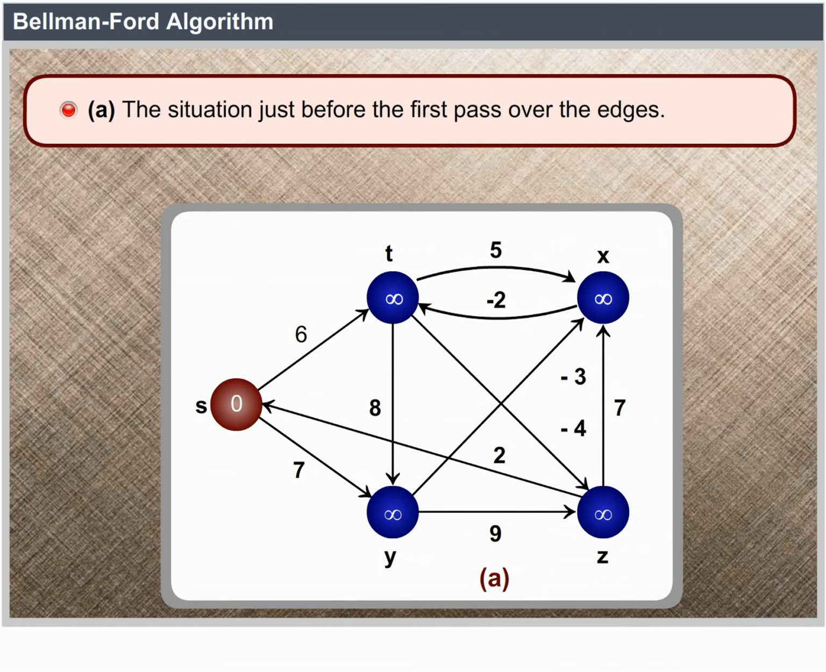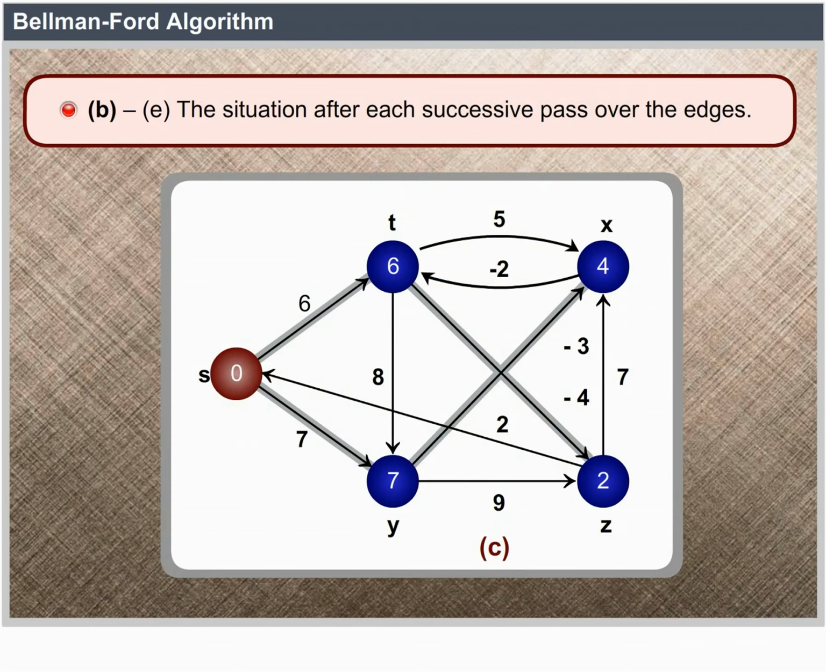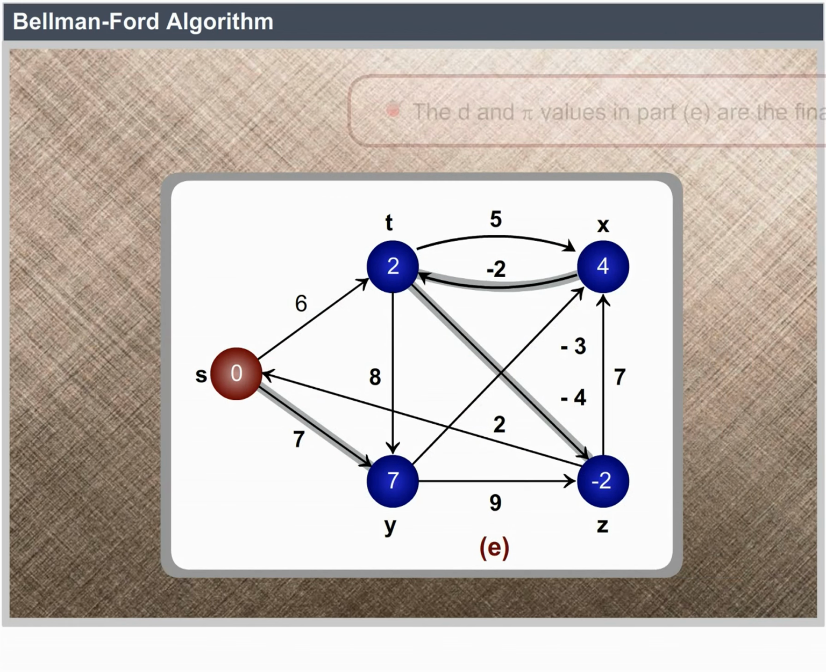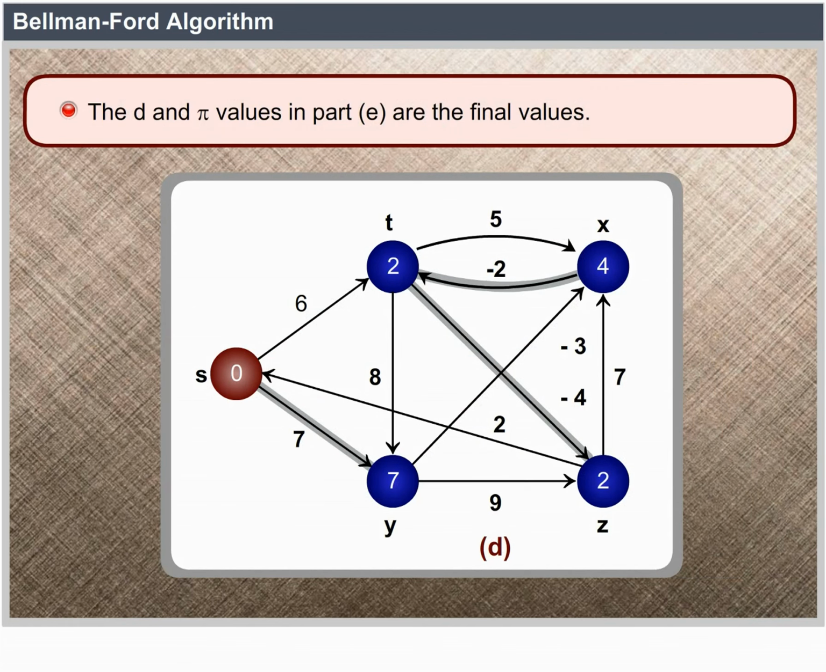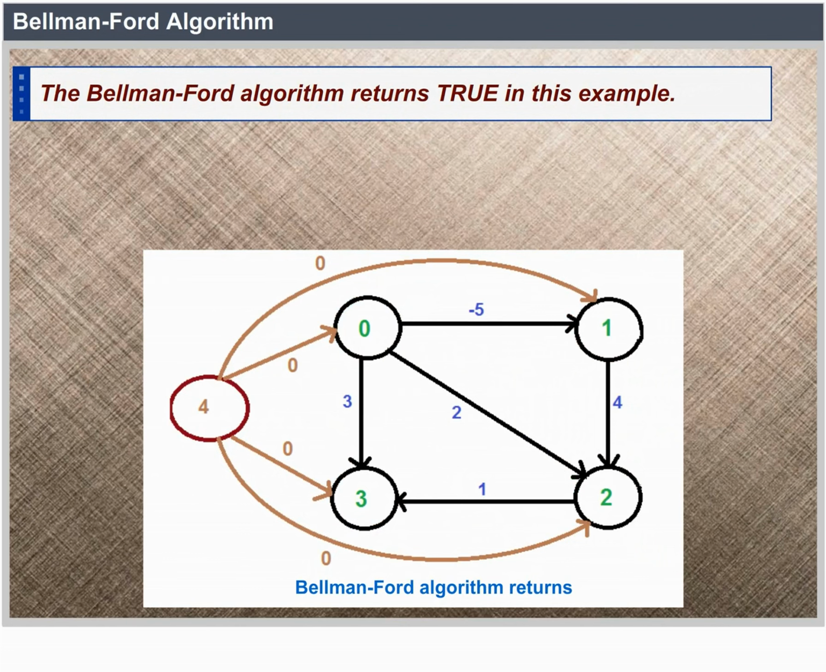The situation just before the first pass over the edges. The figures b to e show the situation after each successive pass over the edges. The d and π values in part e are the final values. The Bellman-Ford algorithm returns true in this example.